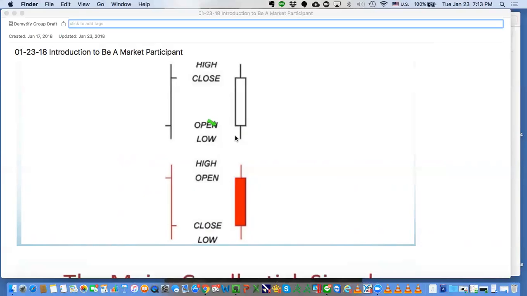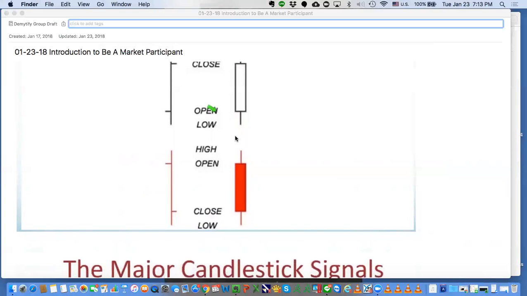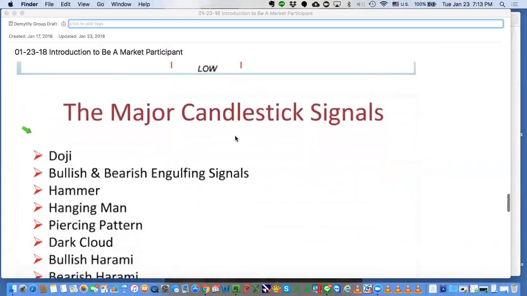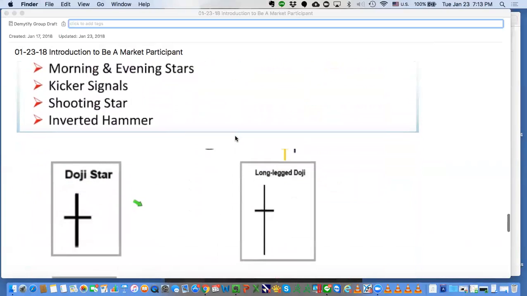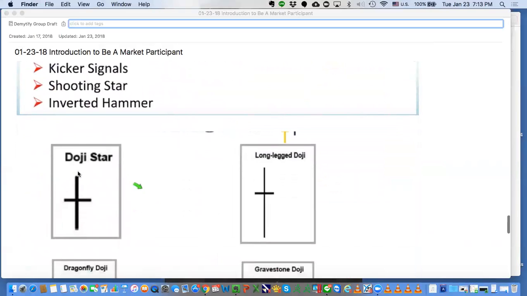Color sometimes helps you, but that causes confusion between Taiwanese and American, because the Taiwanese red is good, so the color is just reversed. Okay, with that in mind, now here is a test. If the candle looks like this, what happened? Yeah, you don't see the body now. Open and close at the same place.